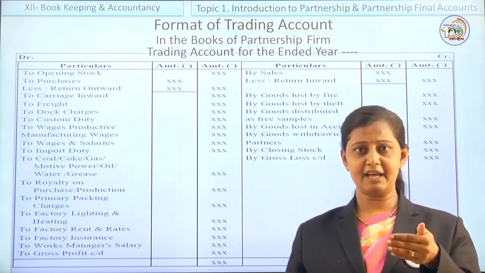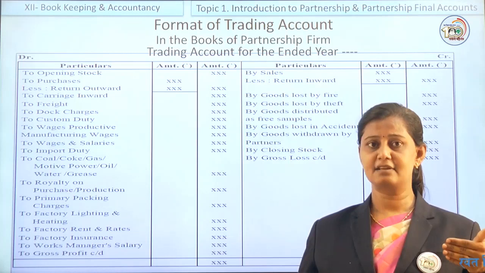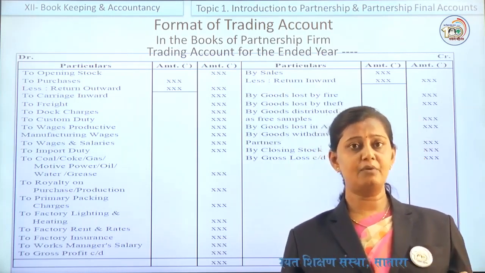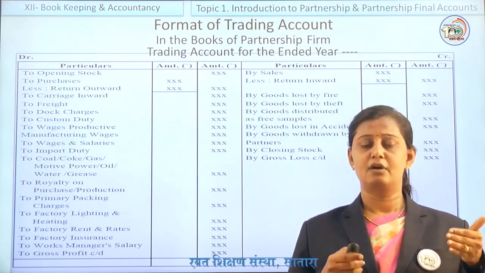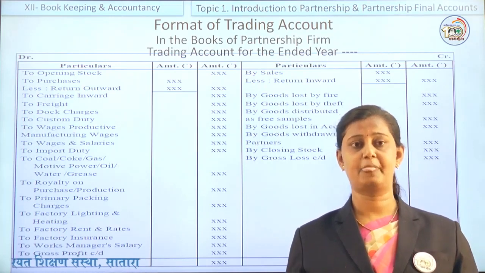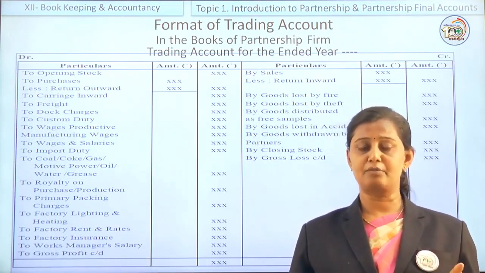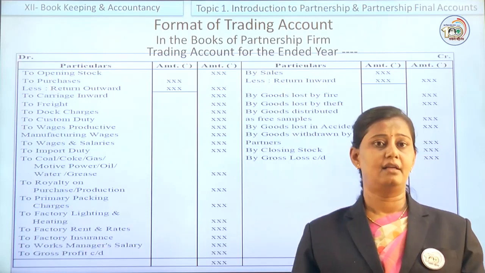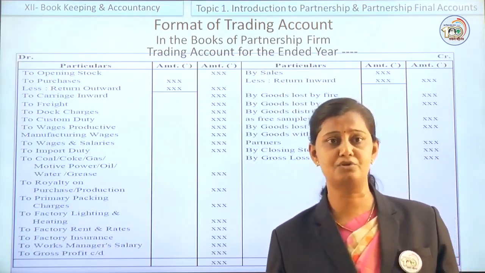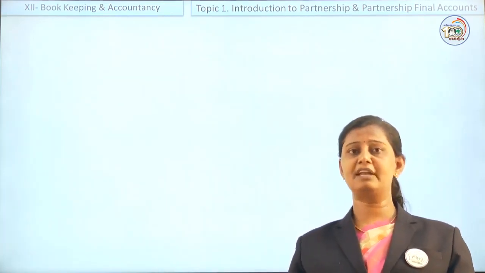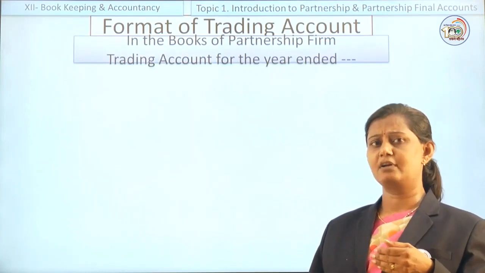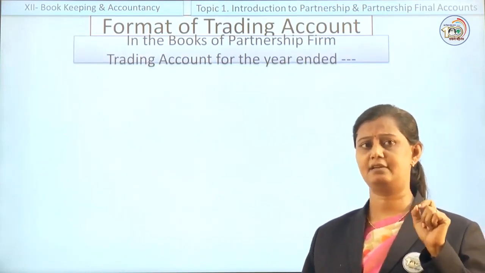So credit balance of trading account indicates gross profit. Debit balance of trading account indicates gross loss. Gross profit is transferred to the profit and loss account, credit side. Gross loss is transferred to the profit and loss account, debit side. Then the trading account should be closed. Now come to the next point. Format of trading account. Simple way.